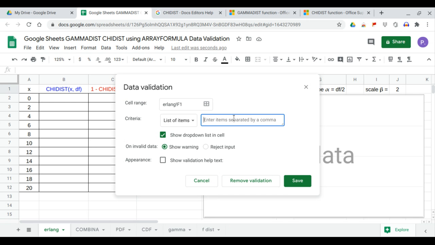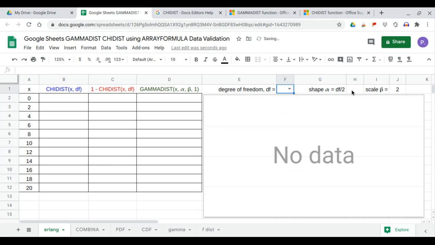So our degree of freedom will be data validation of the list of items from 1 to 10. And our alpha will be degree of freedom divided by 2. So we have 4. So for degree of freedom of 4, alpha equals 2.